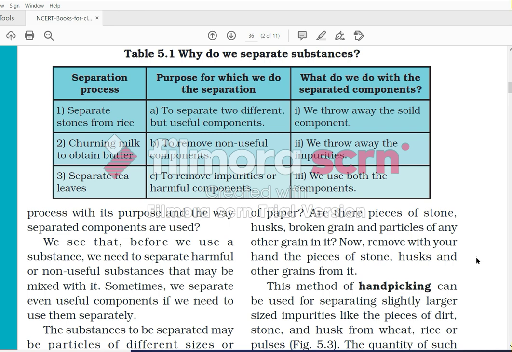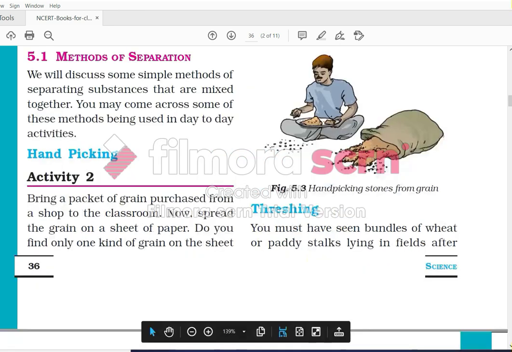Now the second point is churning milk to obtain butter. The purpose is to remove non-useful components. Now non-useful components are to be separated from the milk, and we throw away the impurities. Okay. Now the third point is separate tea leaves. To remove impurities or harmful components, we use both the components. Now here we are saying that we use tea leaves as well as tea as useful components.